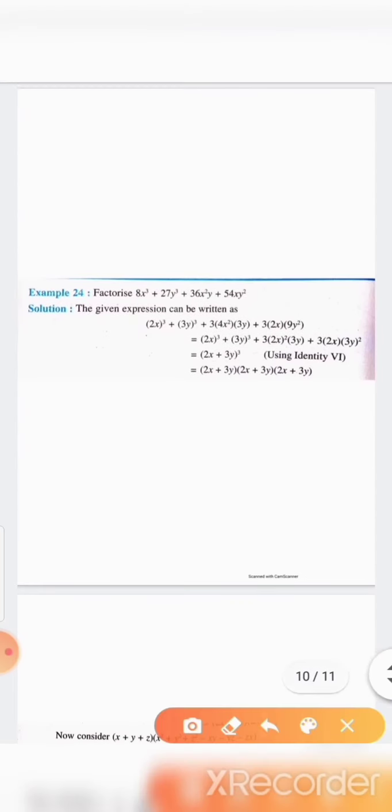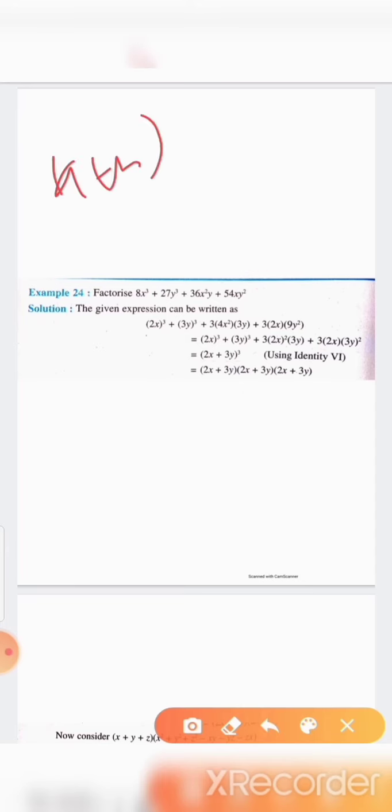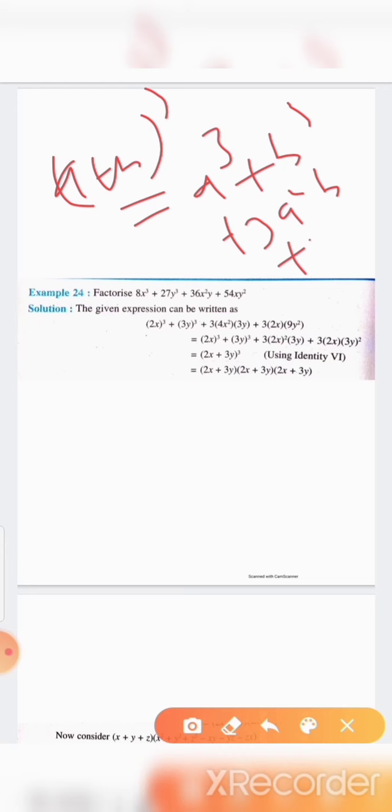Next, example number 24. Factorize 8x cube plus 27y cube plus 36x square y plus 54xy square. It is the RHS part of identity number 6. So we write (a plus b) whole cube as the LHS part, and the RHS part is a cube plus b cube plus 3a square b plus 3ab square. So we write the whole expression in the form of cubes and multiplication parts.